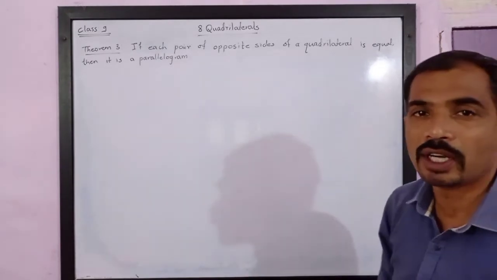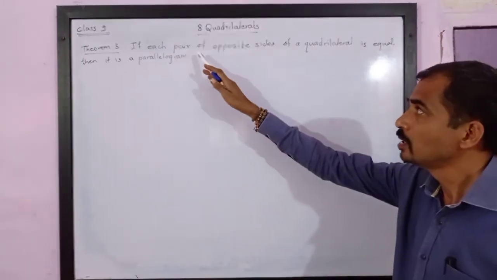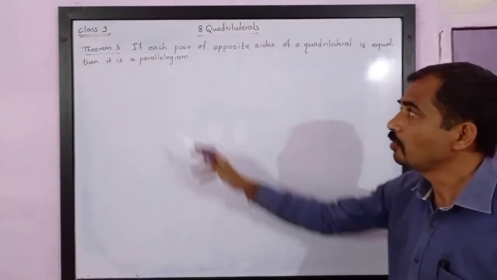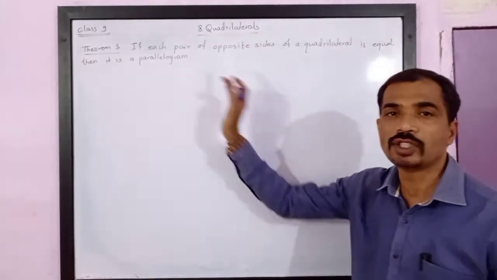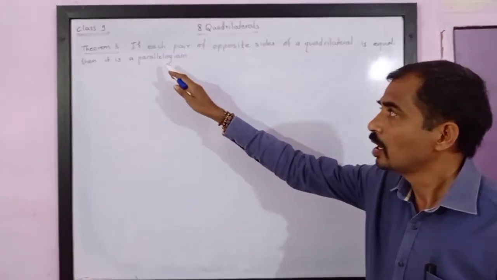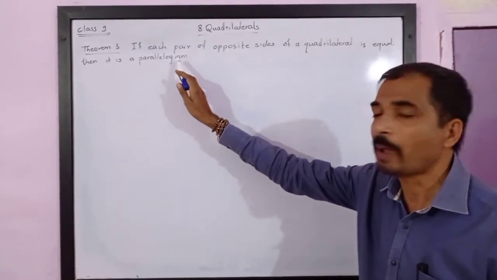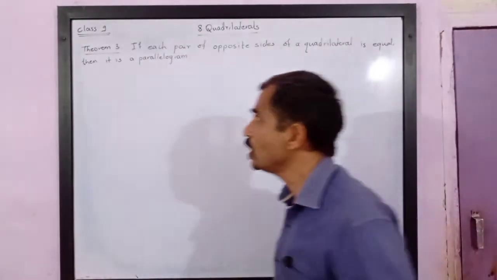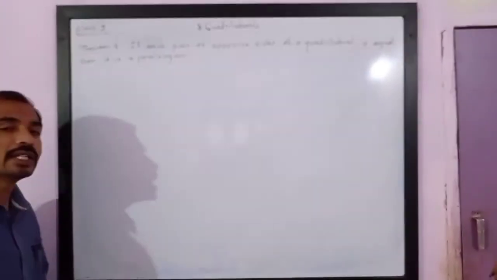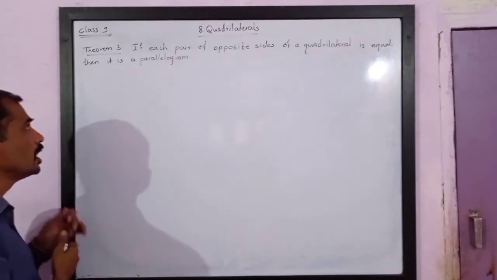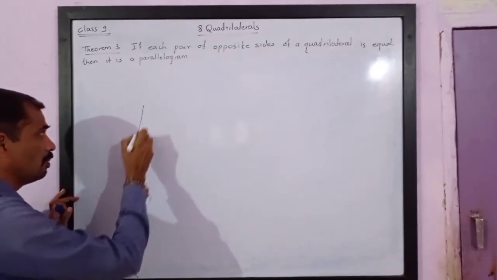So we are given that each pair of opposite sides of a quadrilateral is equal. So we are given a quadrilateral whose opposite sides are equal, and we have to prove that it is a parallelogram. We have already studied the definition of a parallelogram: a quadrilateral having opposite sides parallel is called a parallelogram. Now see, we are given that opposite sides are equal and we have to prove that opposite sides are parallel. So let us see how it can be written.